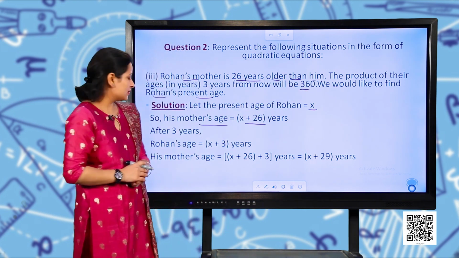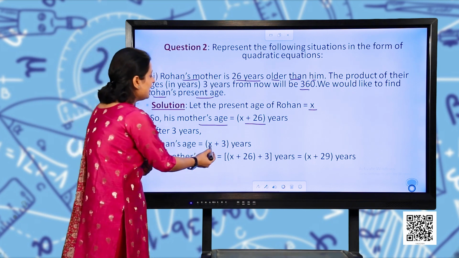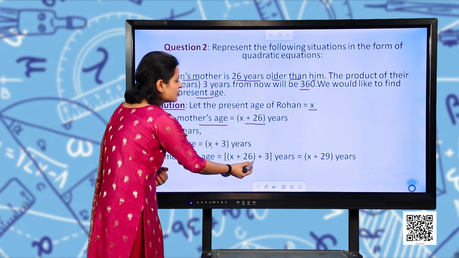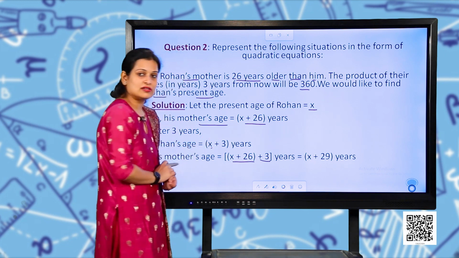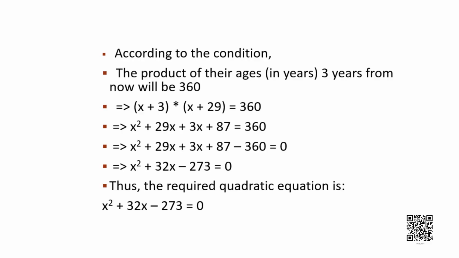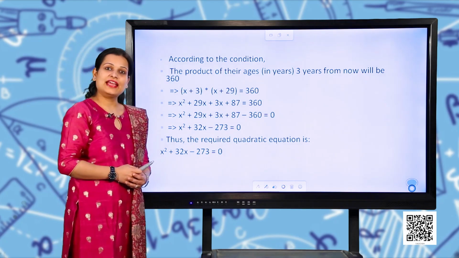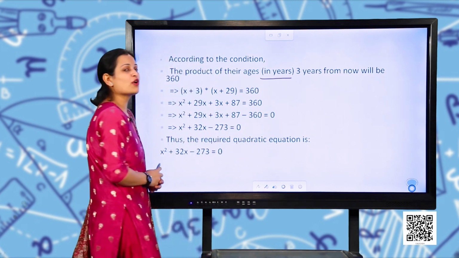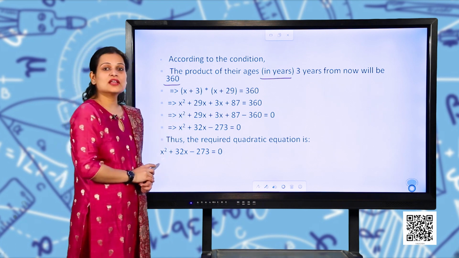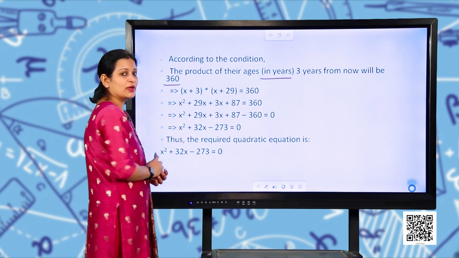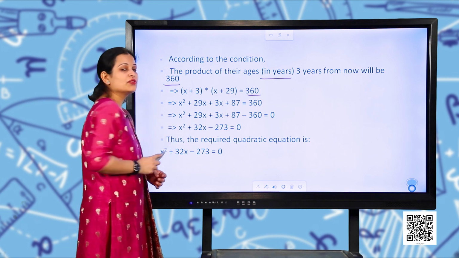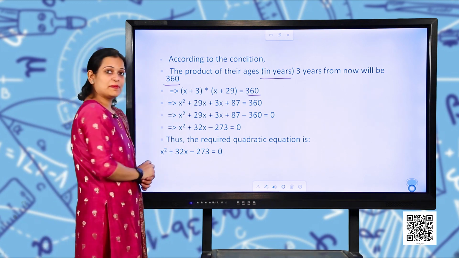After 3 years, Rohan's age will be x plus 3 years and his mother's age will be x plus 26 plus 3 years, which means x plus 29 years. Now, according to the condition, the product of their ages 3 years from now will be 360. x plus 3 is Rohan's age and x plus 29 is his mother's age. So the product of their ages is 360.